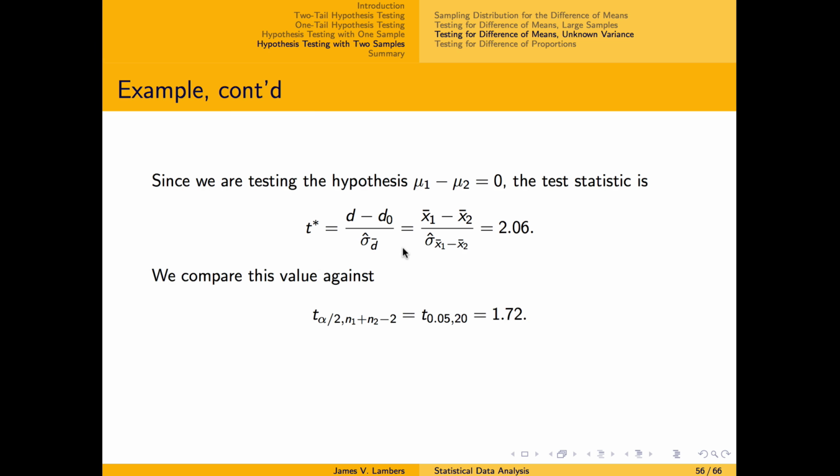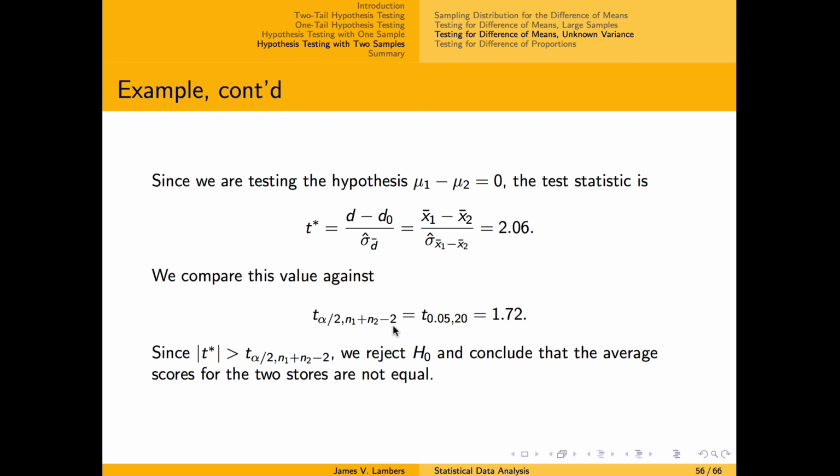Then we compare the test statistic to t alpha over 2, n1 plus n2 minus 2, because this is a two-tailed test, and this is the number of degrees of freedom for two samples. We find that the absolute value of our test statistic is greater than our threshold t-value, so we reject H0 and conclude that the means are not equal. One store is getting higher customer satisfaction scores than the other.